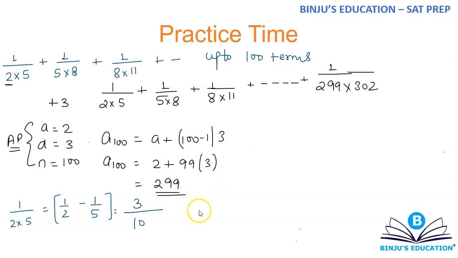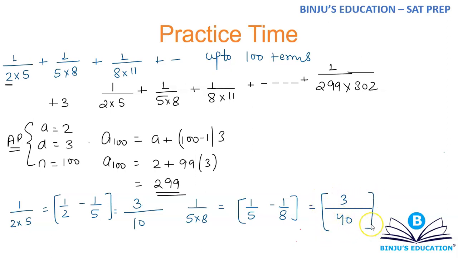Let's do it with 1 over 5 into 8 also. So that's like 1 by 5 minus 1 by 8. You can again take the LCM, that is 40, which is 5 into 8, so the denominator is taken care of. But the numerator will again become 3, giving 3 over 40. And similarly for 1 over 8 into 11, you will get 3 over 88. So again the point is we are having 3 in the numerator.